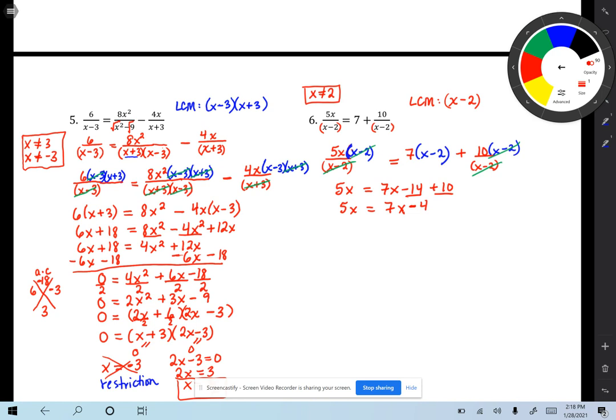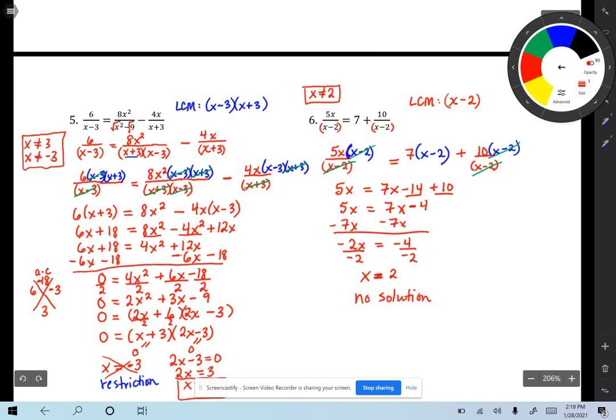So now we want to subtract 7x on both sides. Negative 2x equals negative 4. Divide by negative 2. X equals 2. Or does it? X cannot equal 2 because it is a restriction. So no solution for this particular problem. And the reason why this is a restriction is that it will give us a 0 in the denominator, which we cannot divide by.